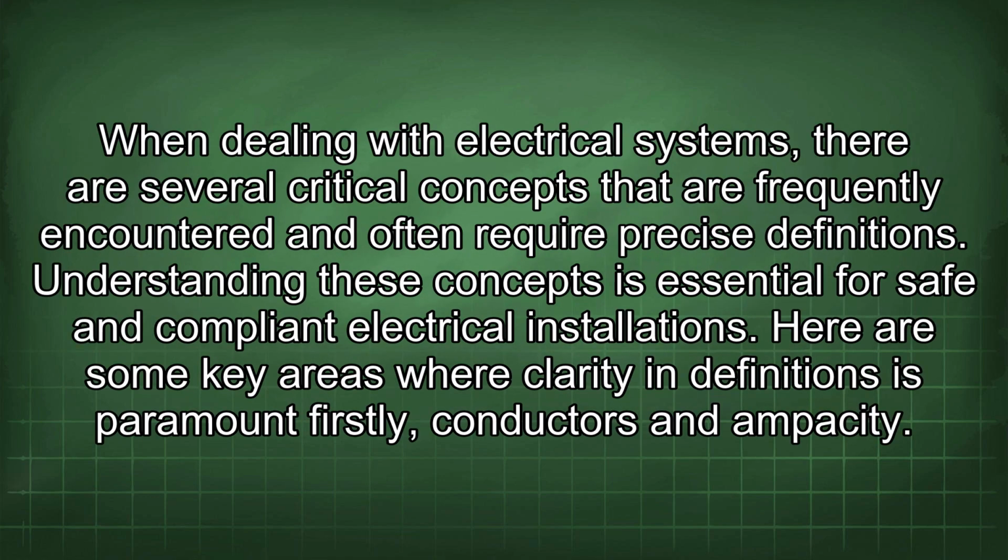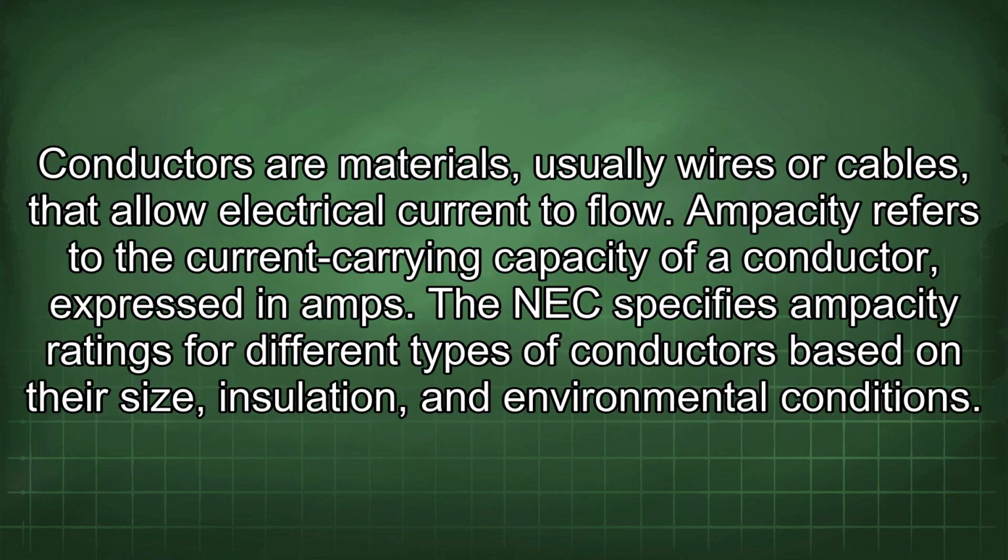When dealing with electrical systems, there are several critical concepts that are frequently encountered and often require precise definitions. Understanding these concepts is essential for safe and compliant electrical installations. Here are some key areas where clarity in definitions is paramount. Firstly, conductors and ampacity. Conductors are materials, usually wires or cables, that allow electrical current to flow. Ampacity refers to the current carrying capacity of a conductor, expressed in amps. The NEC specifies ampacity ratings for different types of conductors based on their size, insulation, and environmental conditions.